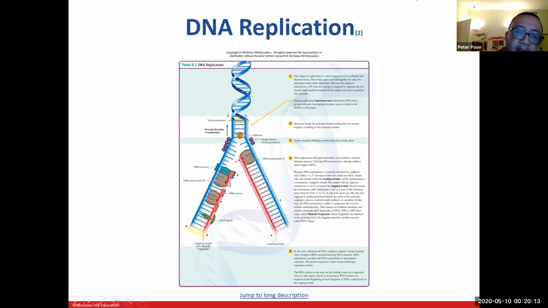These little fragments of DNA that are being made are called Okazaki fragments. Okay, and they are attached together by this enzyme called DNA ligase. DNA ligase ligates pieces of DNA together.